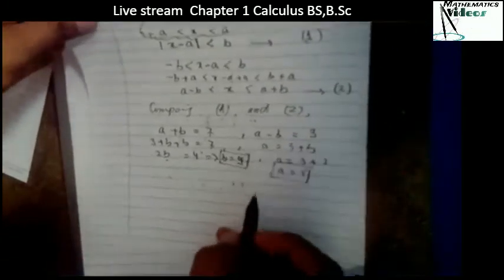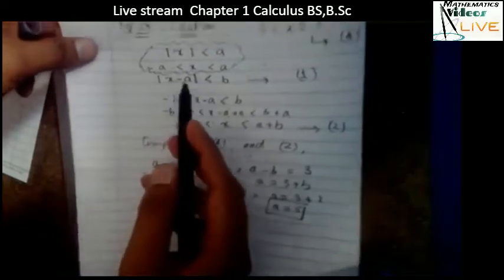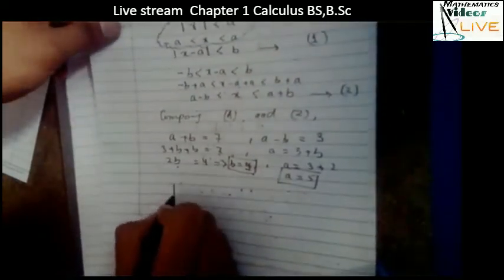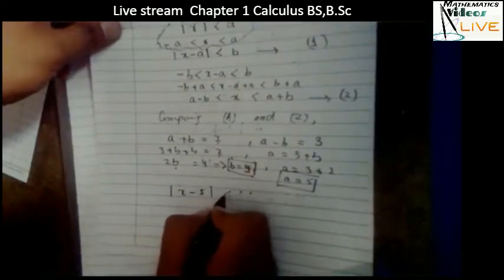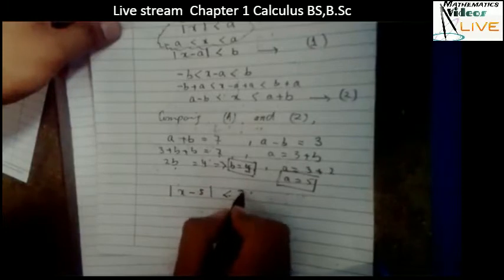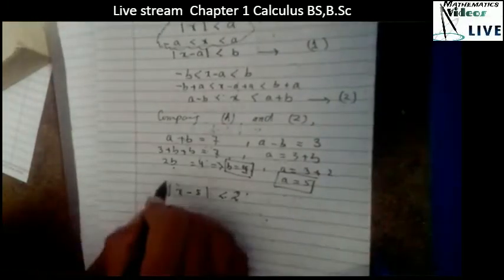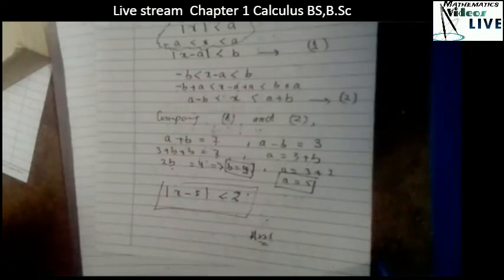Now put these values back into inequality number 1. You simply get mod of x minus a, that is 5, is less than b, that is 2. This was what you needed. This is the answer of question number 4.